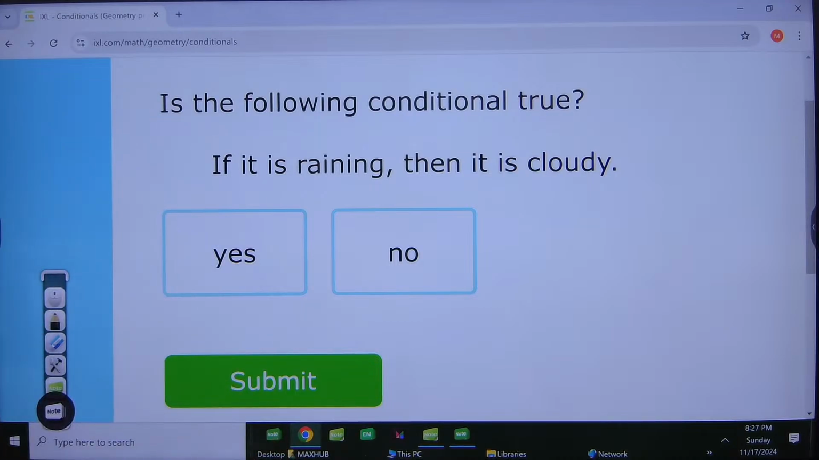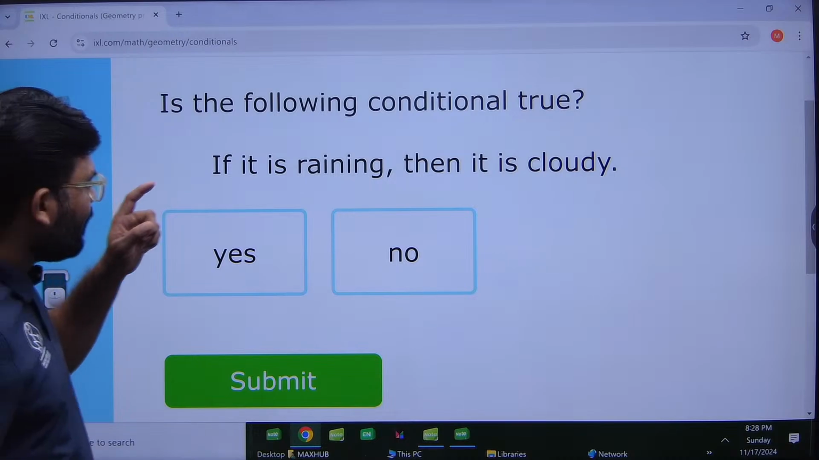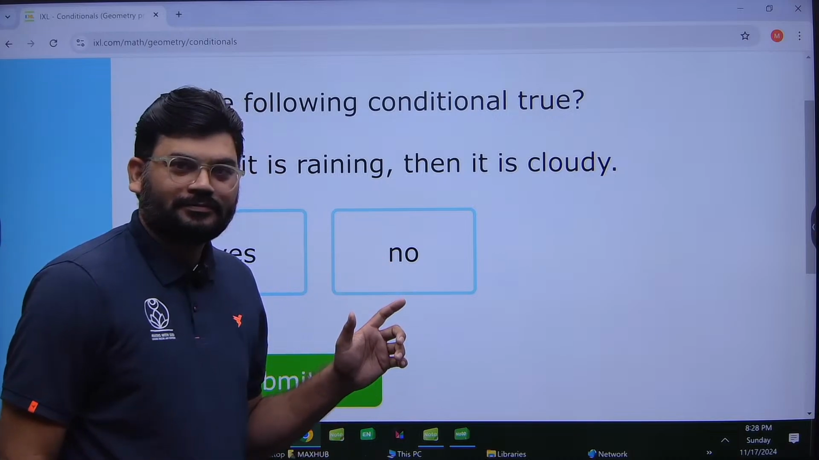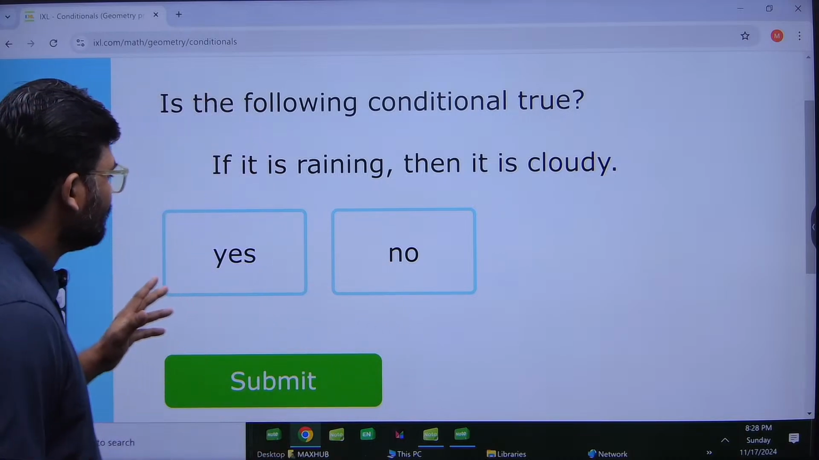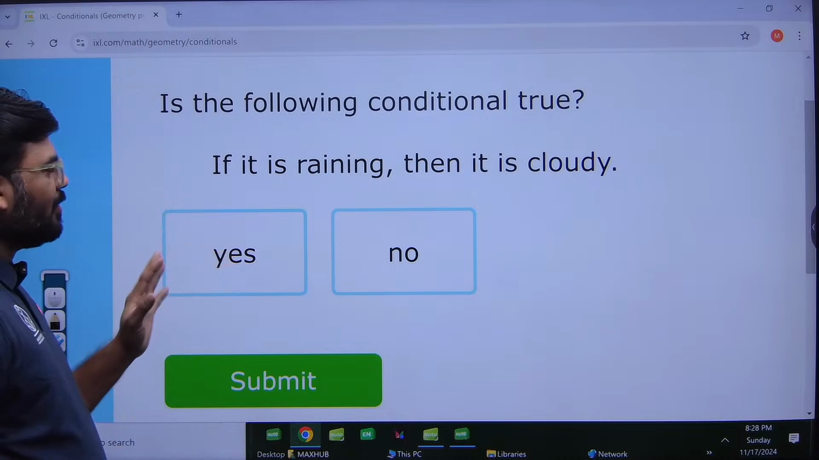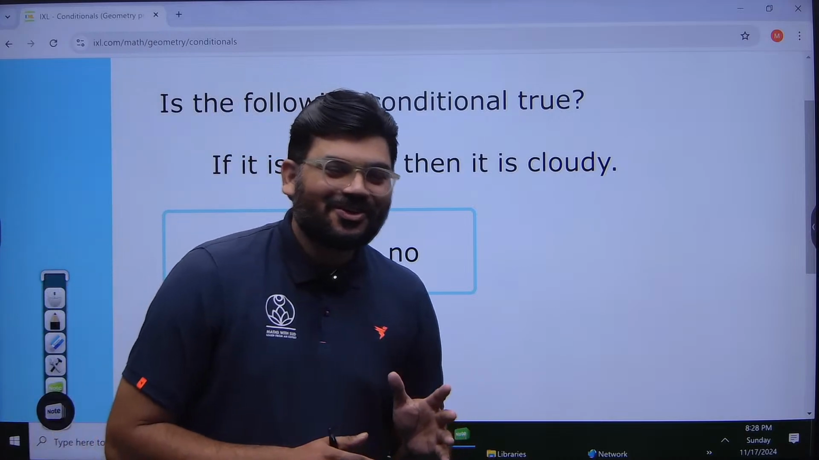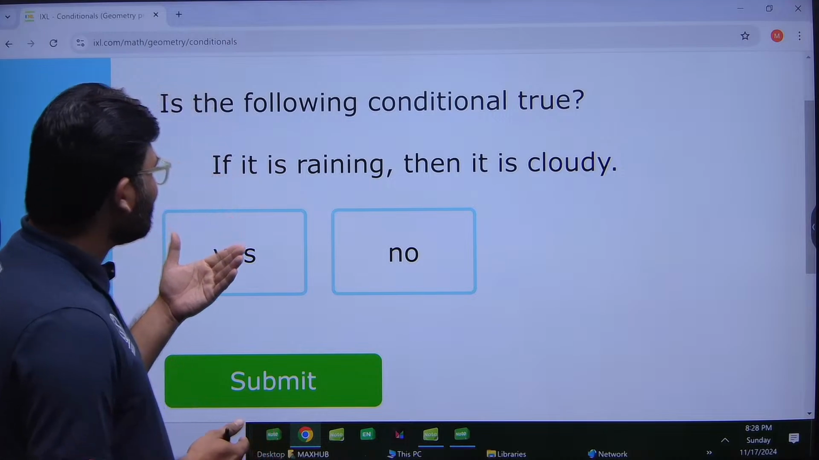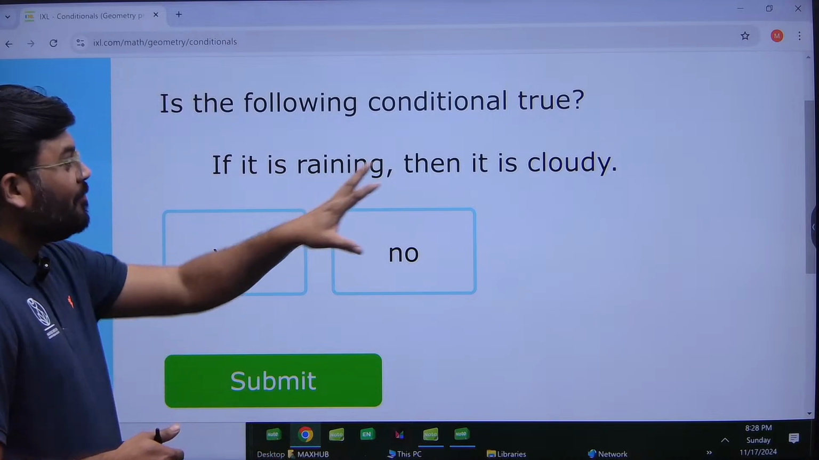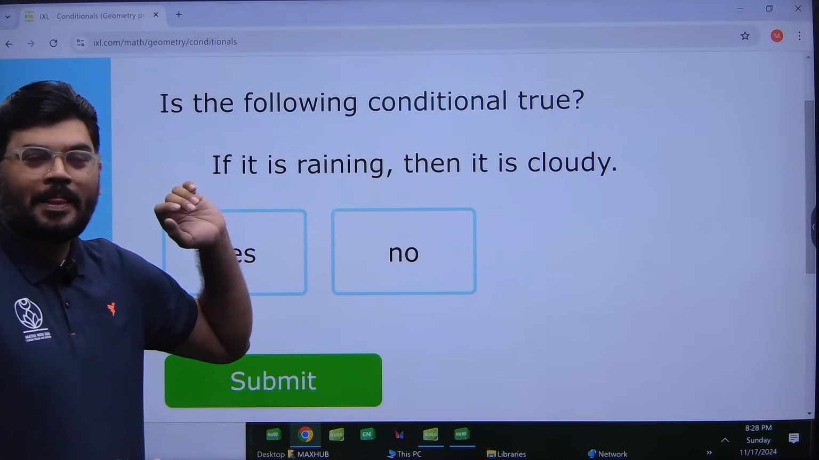You tell me, if there is natural rain, are you sure that it will be cloudy? It doesn't necessarily have to be cloudy. This is a very ambiguous question. I'm not sure whether it being cloudy means that it will rain. It may be cloudy, it may not rain.